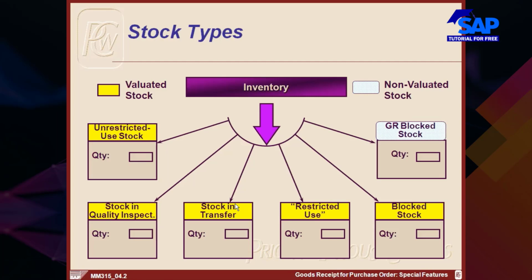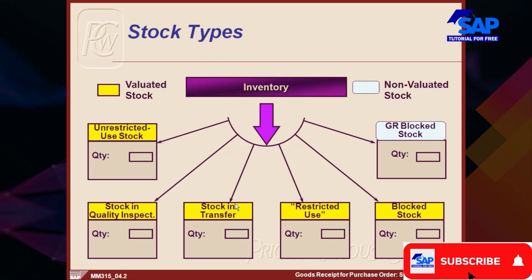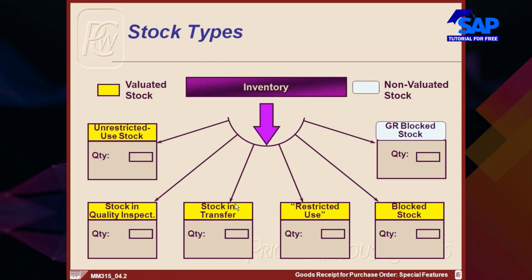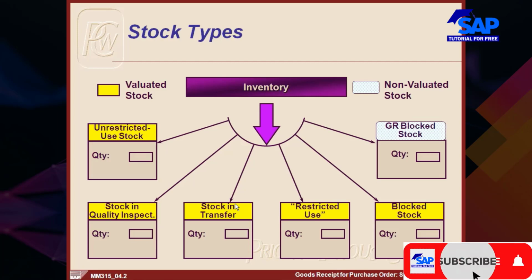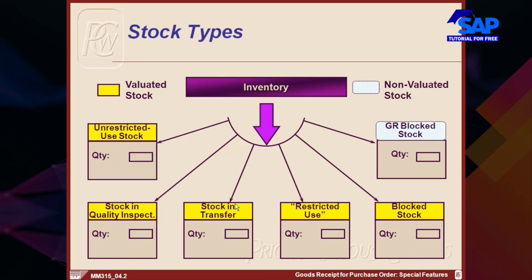I am accepting the material, saying that you have given me the material, but am I accepting the material completely? No. I am simply taking the material, keeping it aside, and I will accept the material only upon meeting certain conditions. Such kind of stock is called GR block stock. For the goods receipt of GR block stock, you will use a separate movement type.